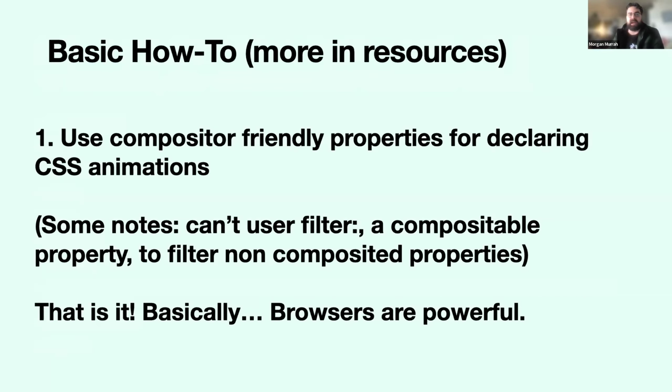So the basic how-to to make a compositor-friendly animation is just to use the compositor-friendly properties in the browser. Just a note that you can't use filter, for example, with properties that are not compositable, because it accepts, I guess you would call it an argument or value. I'm forgetting what the actual term is right there. But basically, browsers are pretty powerful about this.